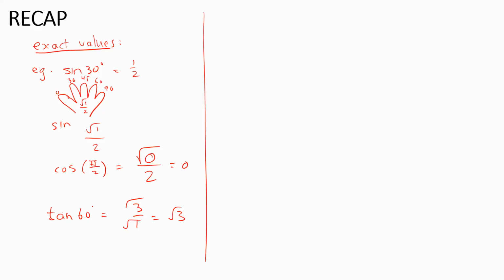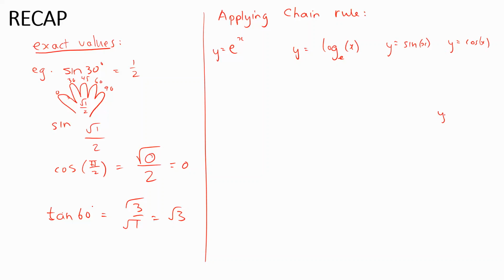Okay. What's another thing that we learnt? So we learnt exact values. I taught you a short way on that. What else did you learn, Layla? Good. The only thing that you had to learn from those chapters was applying chain rule to each and every one of these functions. You had e to the power of x, you had log e of x, you had y equals sine of x, you had y equals cosine of x, and lastly you have y equals tan of x. Let's go through again.